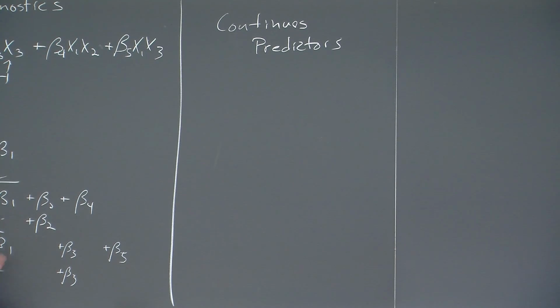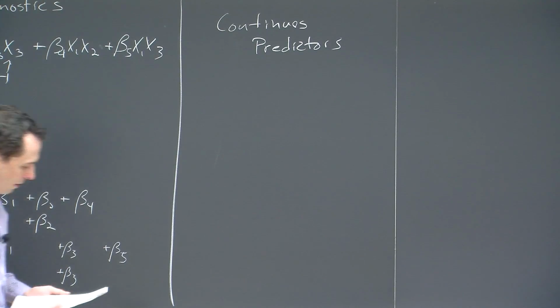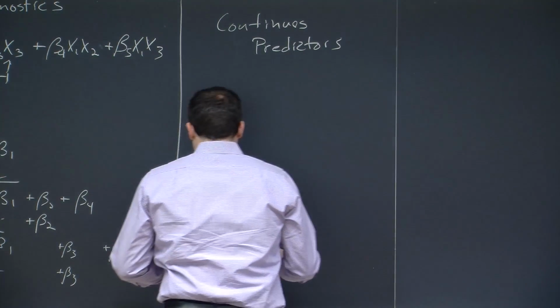So to add in continuous predictors, all we're really doing is reinterpreting some of these x as a continuous or an ordinal variable. So instead of taking a value 0 or 1, we'll take value 0, 1, 2, 3, 4, 5, whatever your scoring is from your ordinal situation.